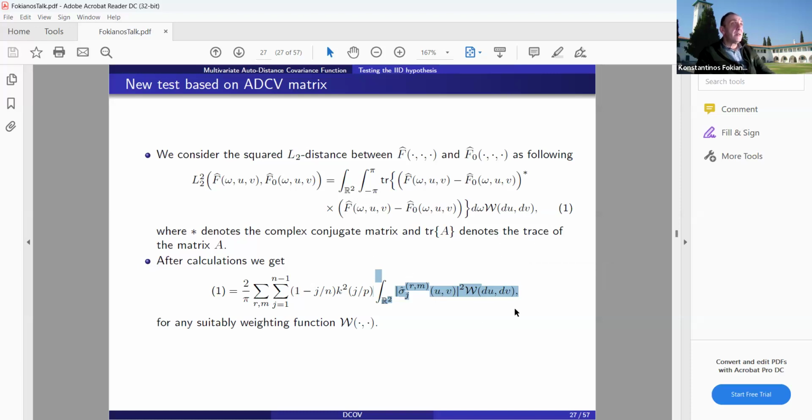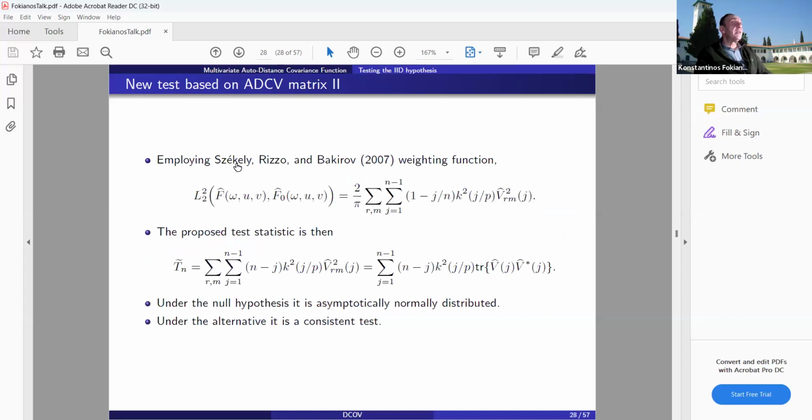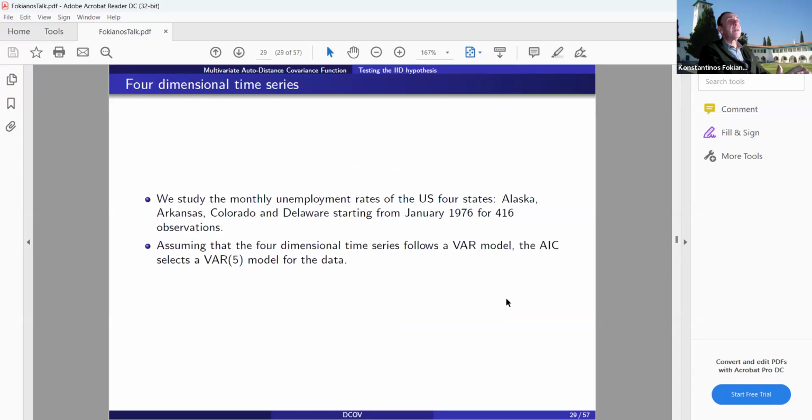So if we take the weight function by Székely and Bakirov, we get this distance. And then we can do a test statistic based on this, because if we take the sum, you also have a sum with respect to the lags, and it's the same as this trace. And it can be shown that under the null hypothesis, this is asymptotically normally distributed, and it's a consistent test under the alternative. Let's see how it works.